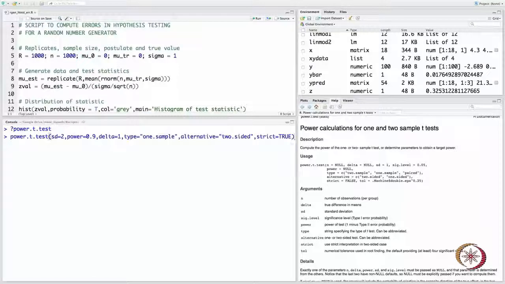So, what you do here is you specify the standard deviation, power, these are all the arguments to the function, delta is 1, and remember this is a one sample test. So, you should specify that, and the alternative is two sided. The strict is for the calculations of the two tailed approximations.